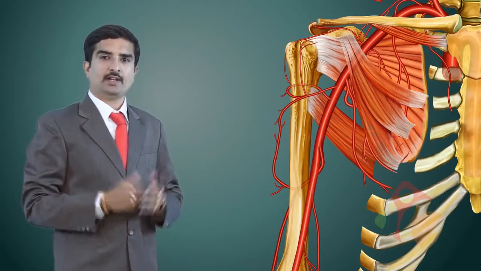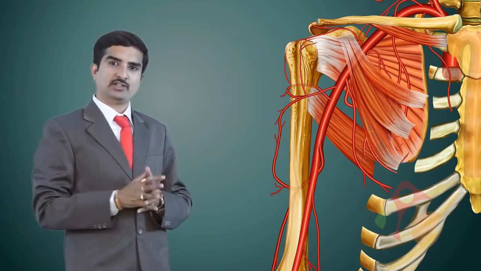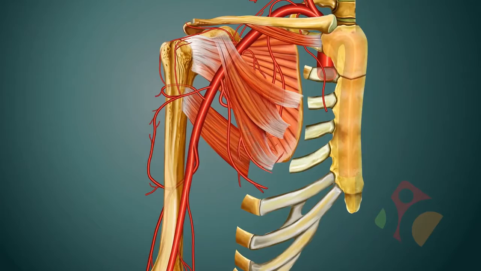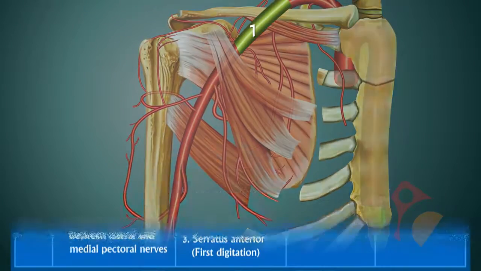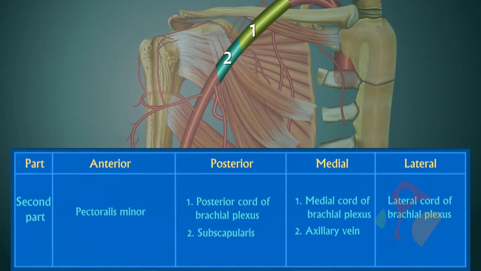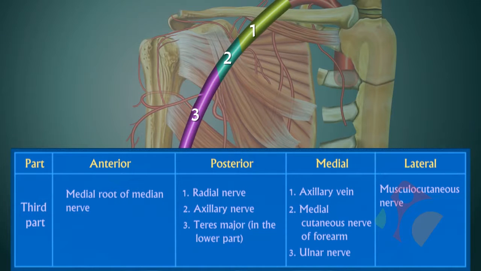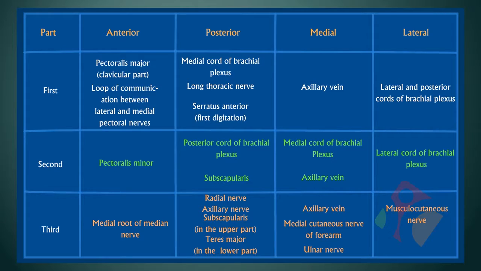So here finally we discussed in detail the axillary artery, its course, and all the branches of the first, second as well as the third part of the axillary artery. Finally, we completed the axillary artery anatomy in detail along with its course, branches as well as the relations.